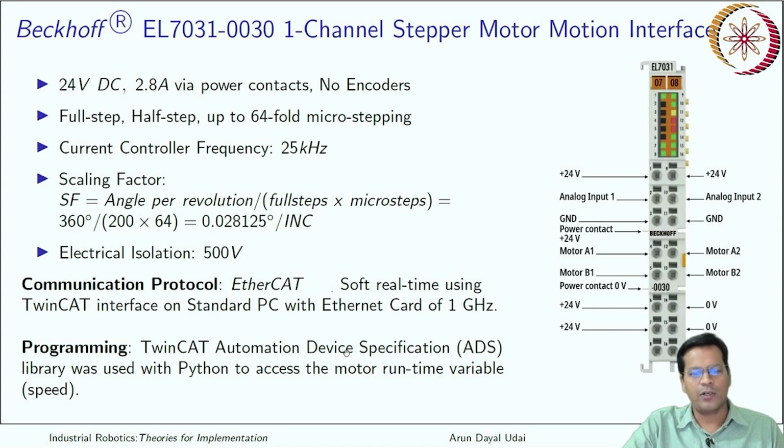We'll use the TwinCAT Automation Device Specification, the TwinCAT ADS library, and import it in the Python interface and access the motor runtime variables which are defined in the TwinCAT configuration tool, which is the driver for it. That is for configuration and declaring all the objects and their parameters. Okay, so we'll see by example now.